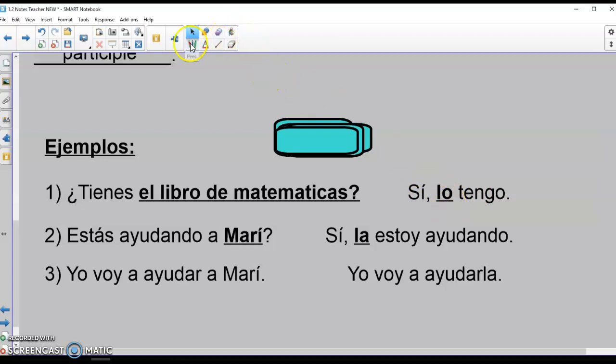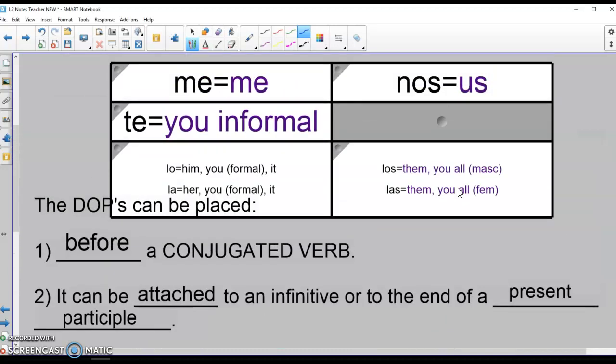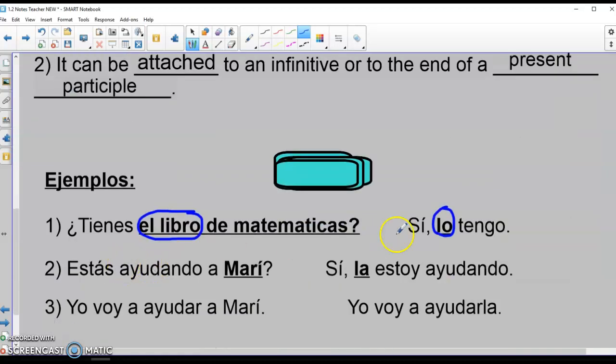So, because this word in Spanish is el libro, it's masculine and singular, I need a masculine singular way to say it. So that's where the lo came from. If I look up at my list here, I wanted a way to say it that was masculine and singular to match el libro. And it has to go before the conjugated verb in the sentence, which is tengo. So by saying sí, lo tengo, you're saying yes, I have it.